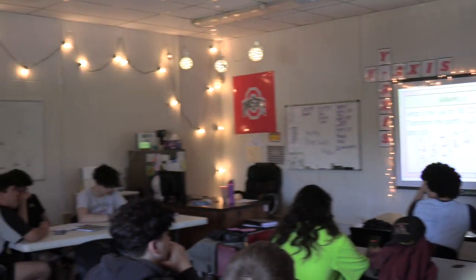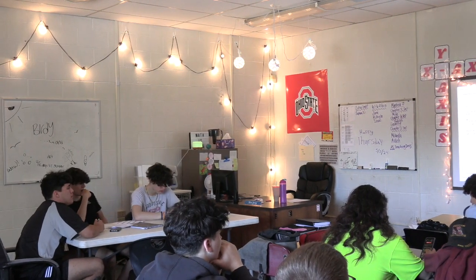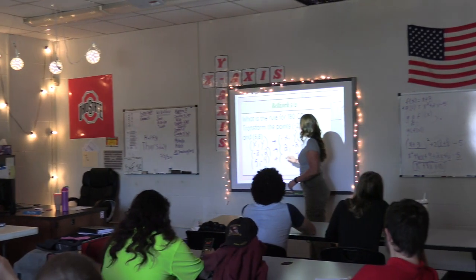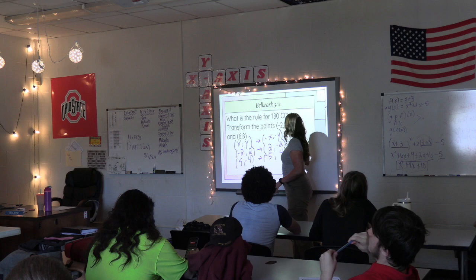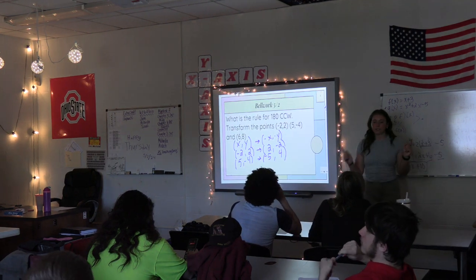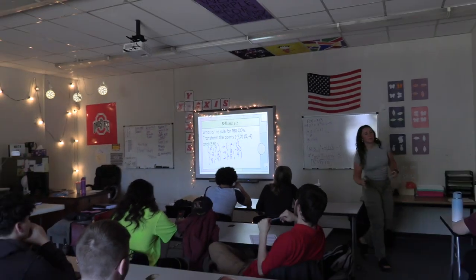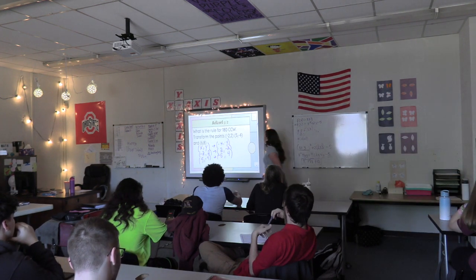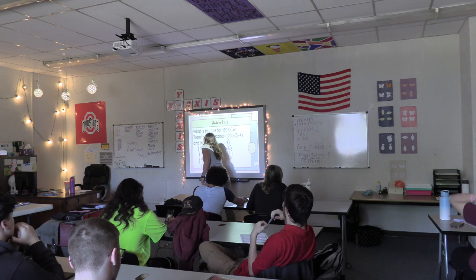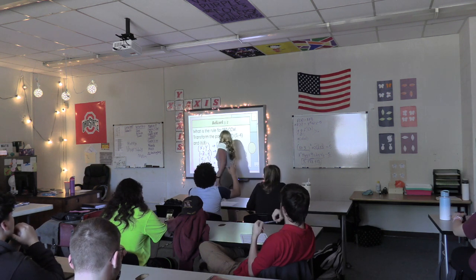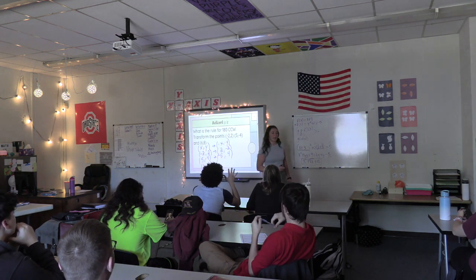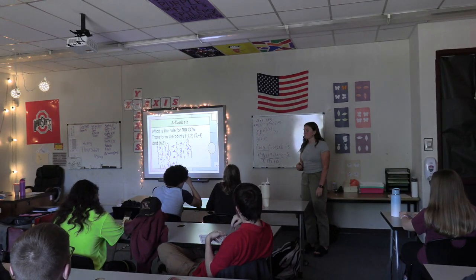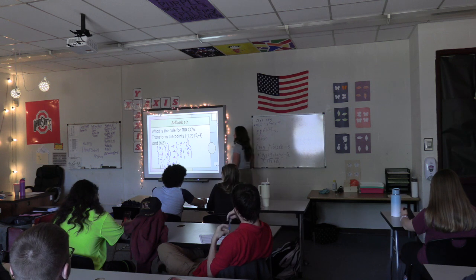What is that going to turn into? What do you think, DJ? Positive (4, -5). So for this one, do we have to switch the order at all? No. So we're going to keep it the same order. We're just changing the signs. All right. Last point. We have (6, 8). So (6, 8) turns into what? (-6, -8). Sweet.